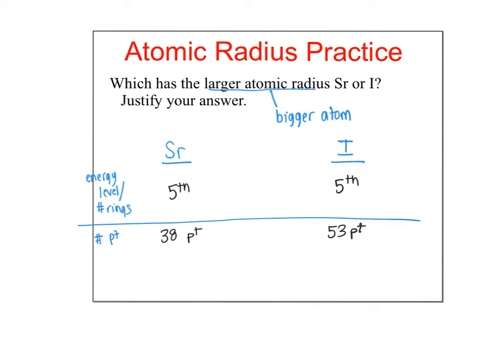Sr and iodine are both in the 5th row, so that means they're in the 5th energy level, or they have 5 rings around their Bohr model. So now it's a tie. So when it's a tie, then we have to look at the protons. We did not do that in the last one because it was not a tie, but now it's a tie. And so my instinct is that 53 protons is bigger, so that must be the bigger atom.